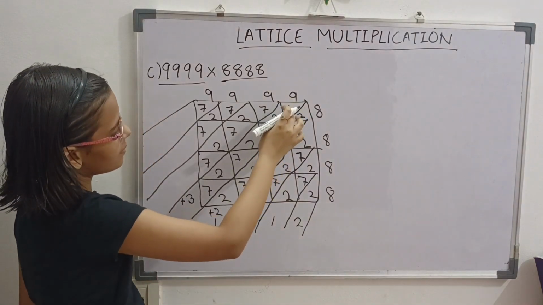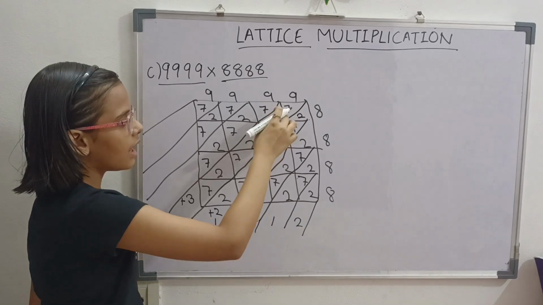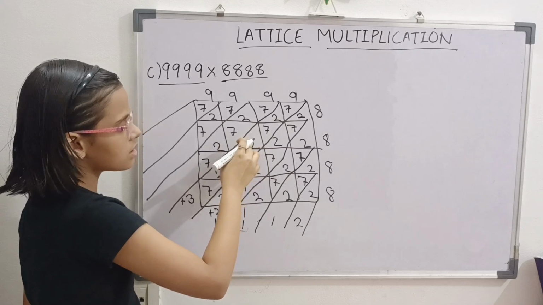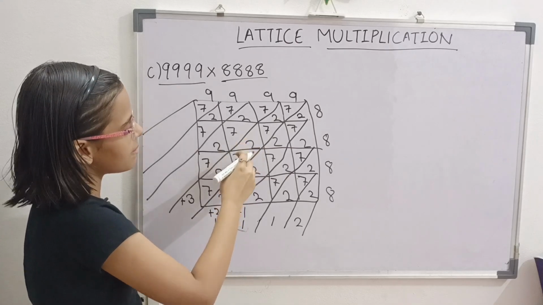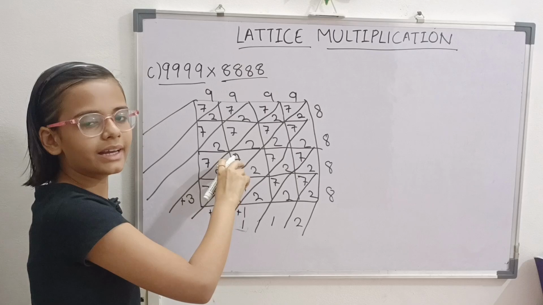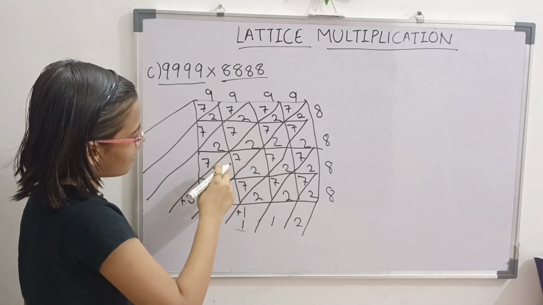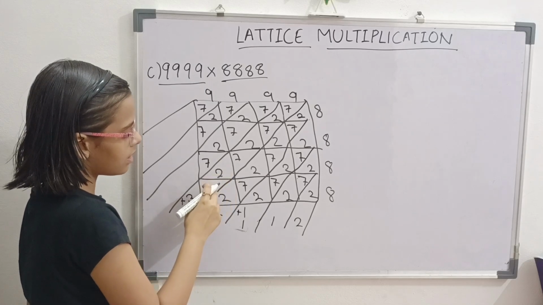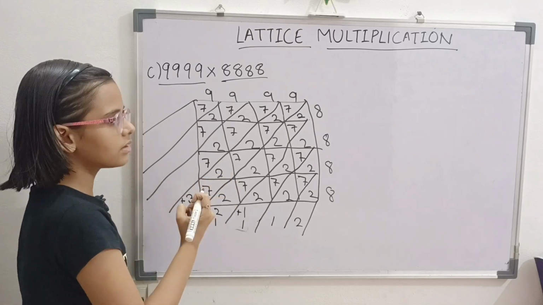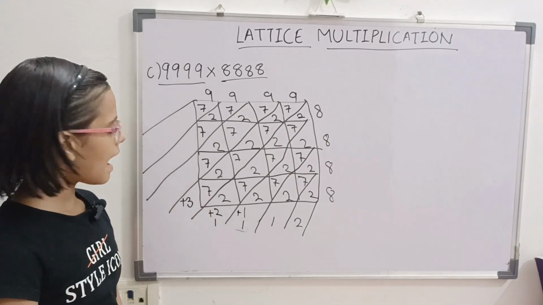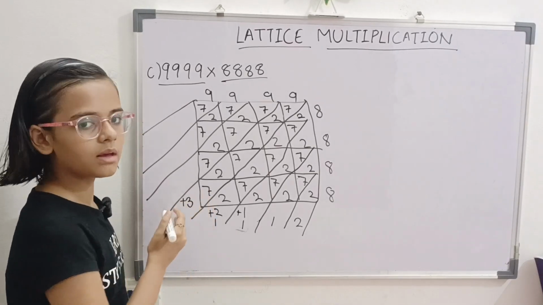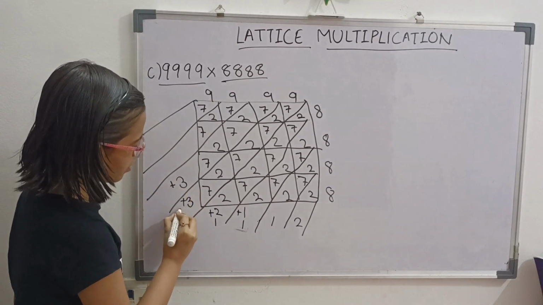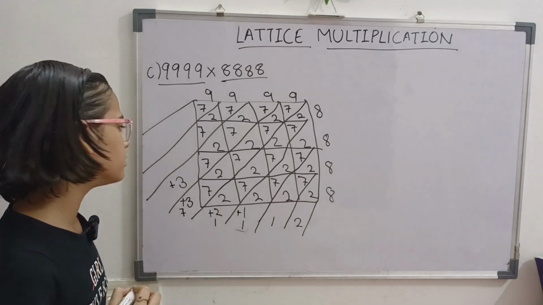Then again 7 plus 2 equals 9, 9 plus 7 equals 16, 16 plus 2 equals 18, 18 plus 7 equals 25, then 25 plus 2 equals 27, 27 plus 7 equals 34, and 34 plus 3 equals 37. So 3 will be carried over and 7 will be written here.